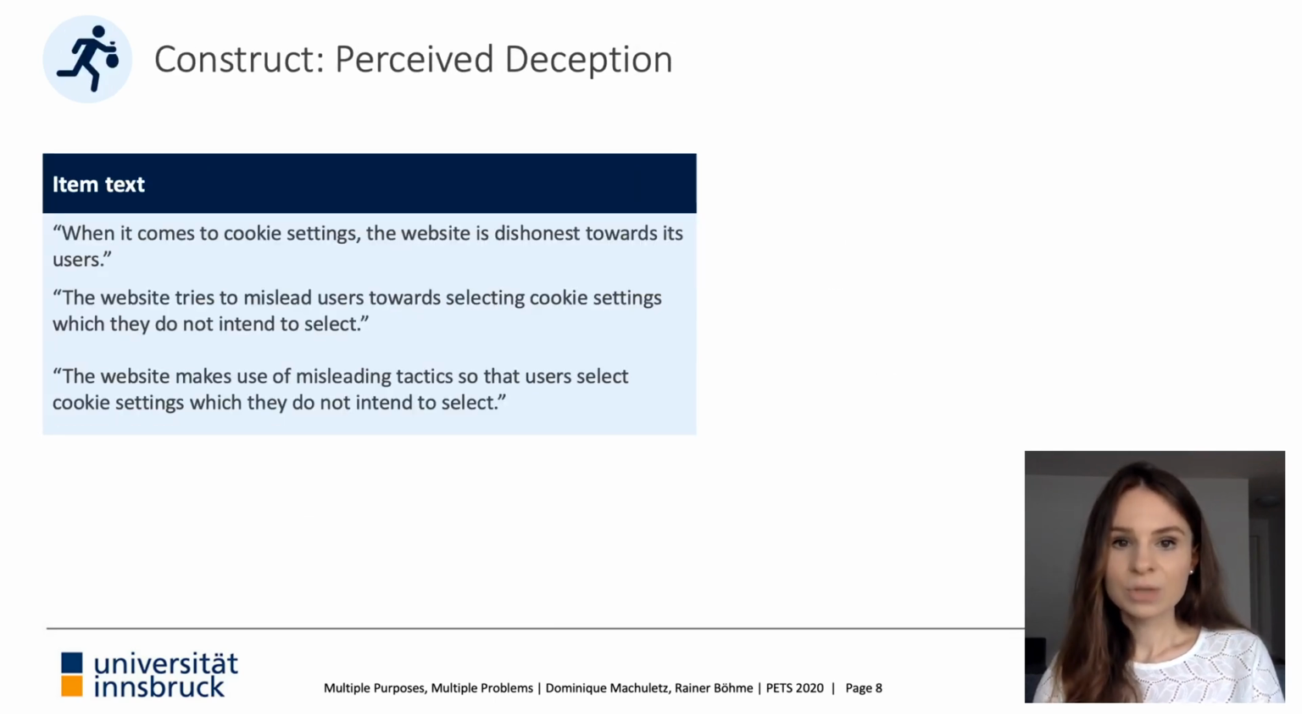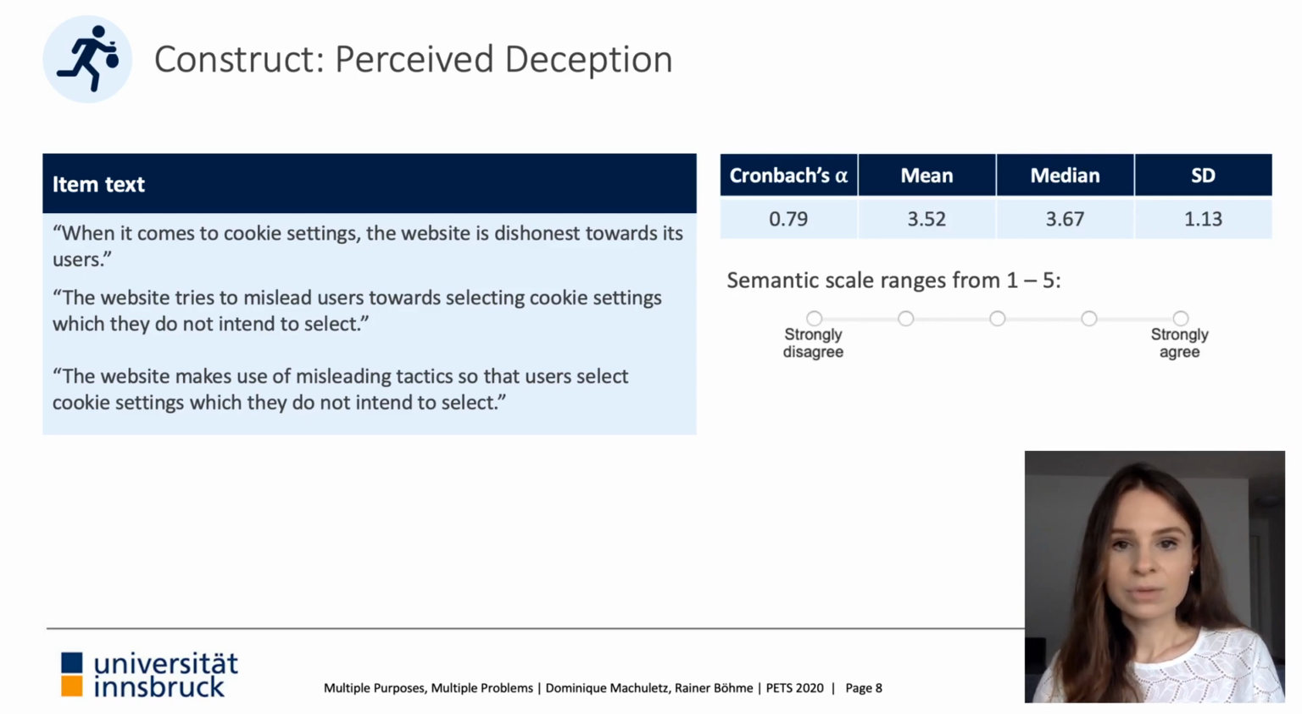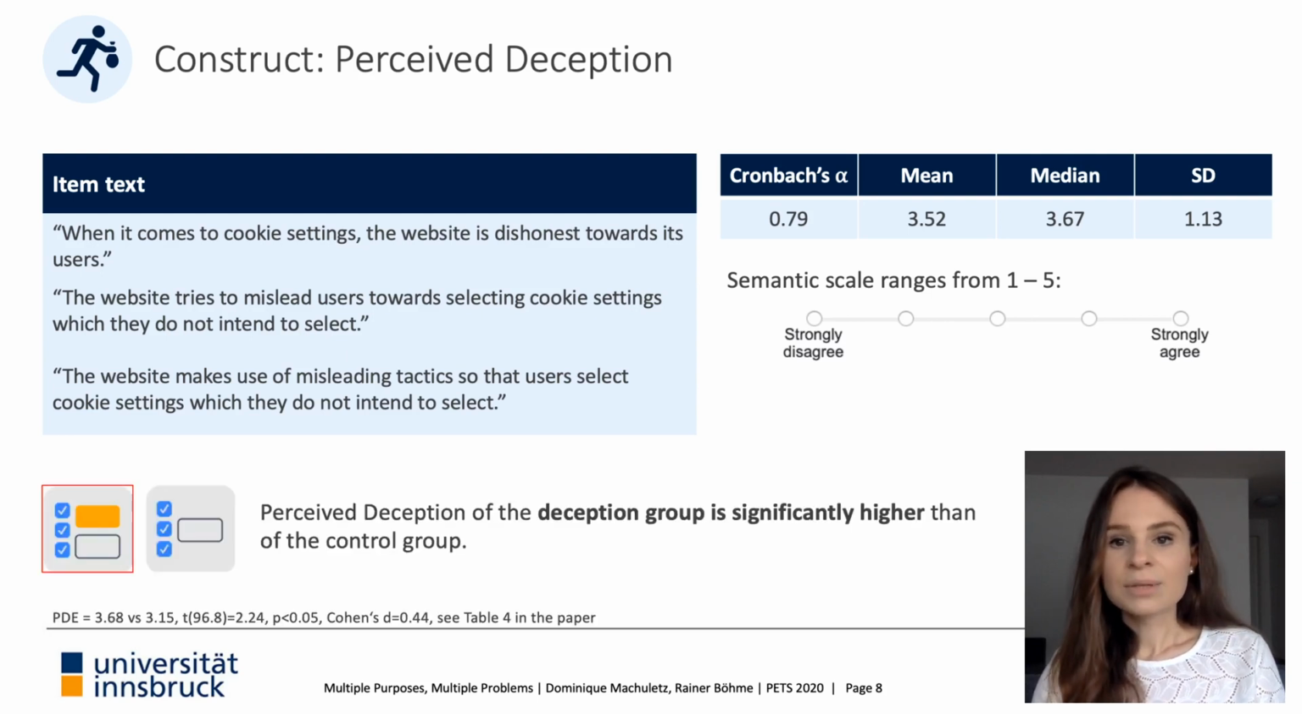One of the 4 constructs which we measured in the exit questionnaire was perceived deception. The item text asked users to state if they think that the website was dishonest about cookie settings, if it tries to mislead the user towards selecting settings they do not intend to, and if the website makes use of misleading tactics. All items were assessed on a semantic scale ranging from 1 to 5, which indicates participants' level of agreement to the statement. Here we find that the perceived deception of the group with the deceptive button is significantly higher than of the control group. This result first establishes users' negative attitudes towards this particular deceptive feature. It closes the gap between the observed behavior and potential legal interpretations.